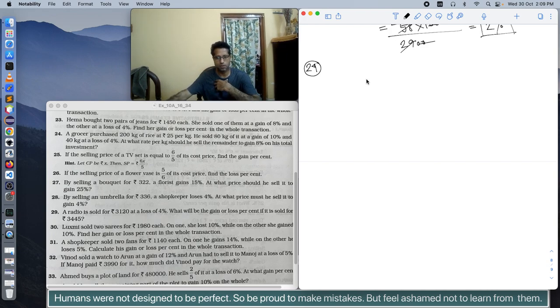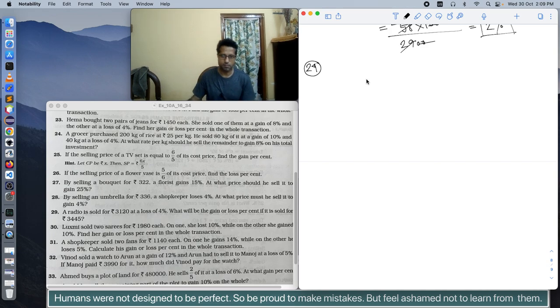So in total he sold 80 plus 40 kg, that is 120 kg, whereas the total amount of rice purchased was 200 kg. So there is a remaining amount of 200 minus 120, which is 80 kg, and it is asking at what rate per kg should he sell the remainder to gain 8% on his total investment.